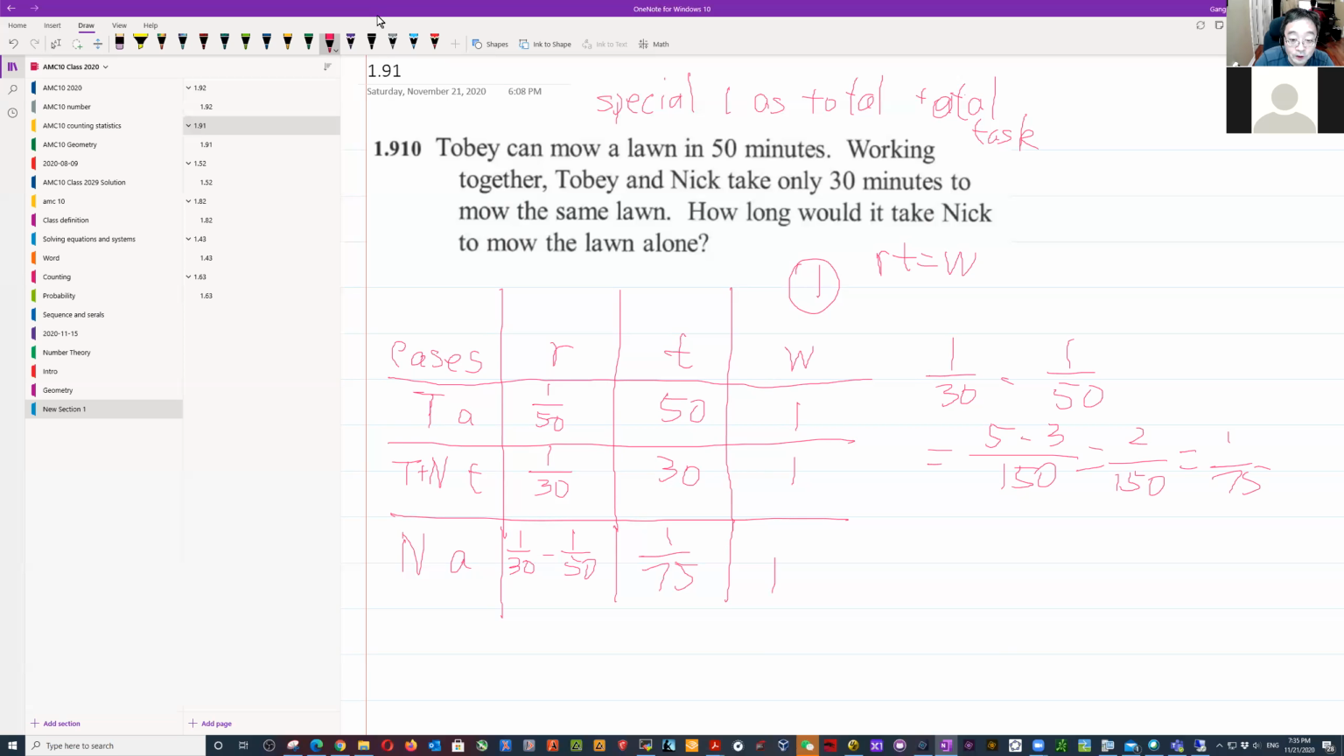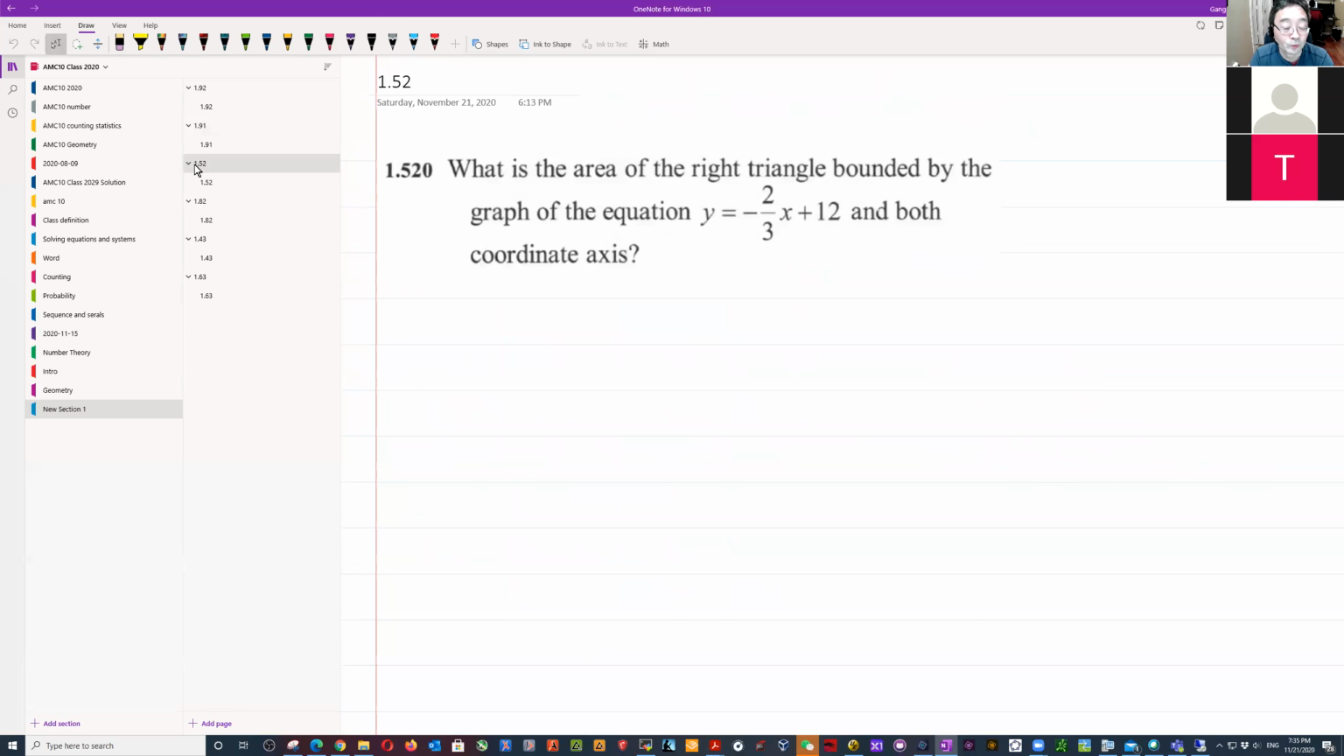So this is going to be how long it would take Nick to mow the whole lawn. So that's 75 minutes, because this is 1 over 75, so here is actually 75. Does that make sense? Just trying to get some feedback. Yeah. Okay, great.